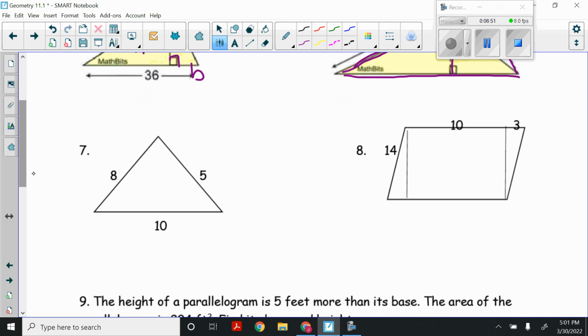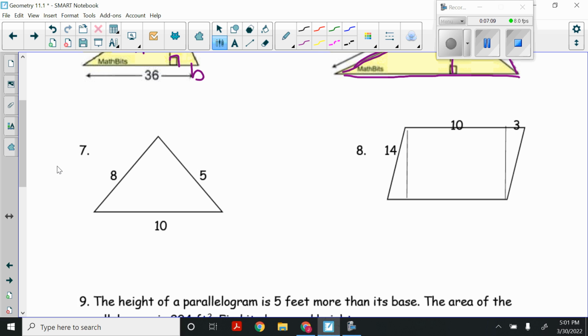Number 7, 8, 5, and 10. I don't know what kind of triangle this is, right? I don't have any angles marked. I don't have a height. So this is where I would use Heron's formula because I have the 3 sides. It doesn't matter which side I call A, B, or C.